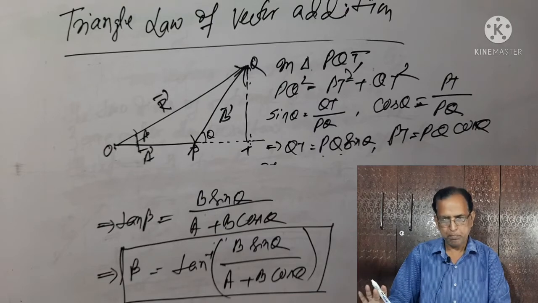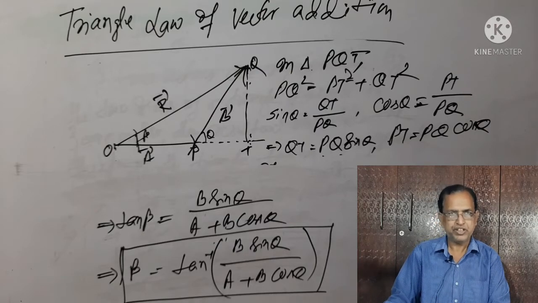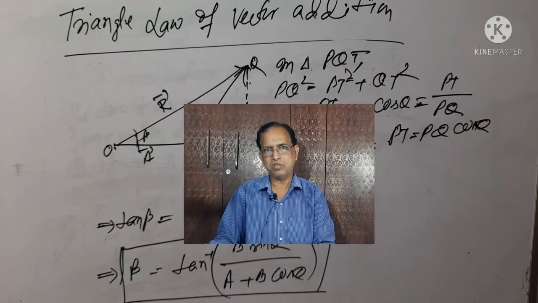Clear? So the magnitude of R is equal to the square root of A square plus B square plus 2AB cos theta, and the direction beta is equal to tan inverse of B sin theta by A plus B cos theta.